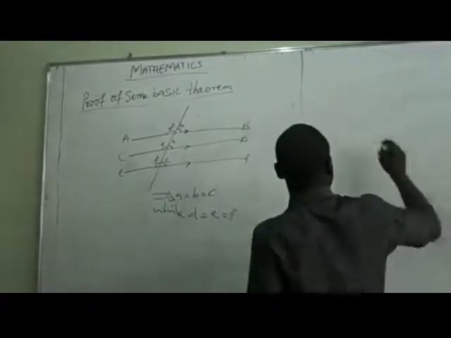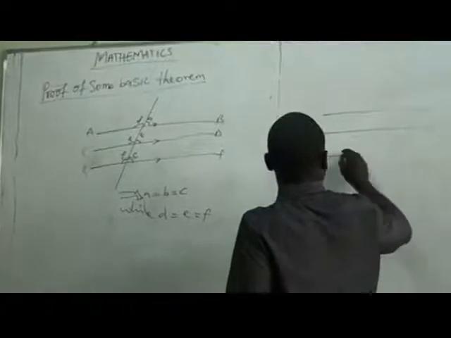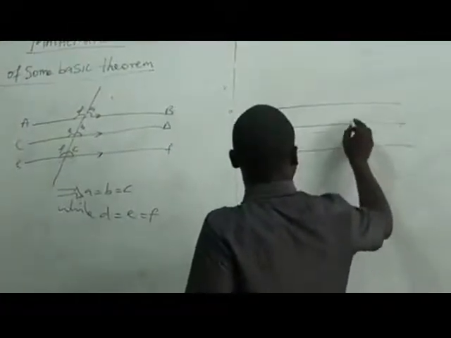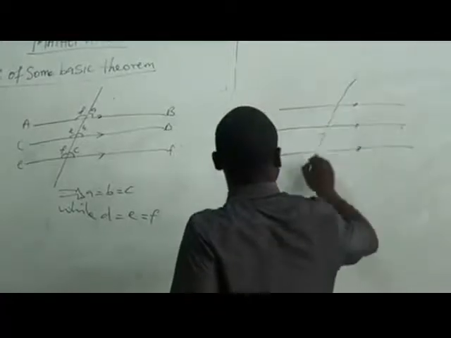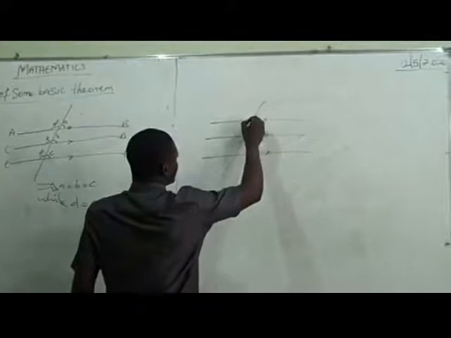Now let us move to alternate angles. Remember your parallel lines, you have the cross, and look at the board we have here.